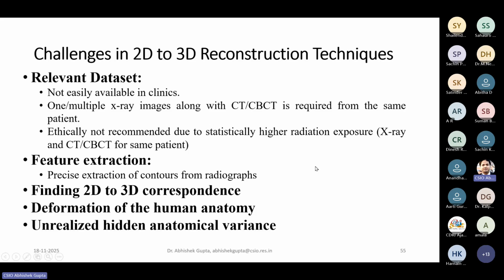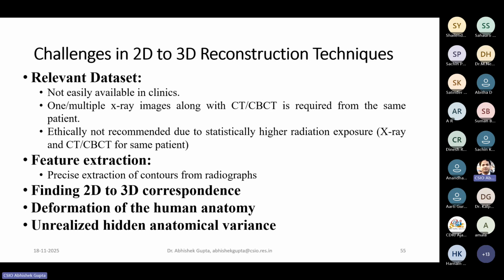So the challenges, this is very important. The first important challenge is the relevant data set. To get the relevant data set is very important, because to perform this experiment we have to get the X-ray images as well as the CT or CBCT images. X-ray images are for developing the 3D model or 3D image, and CBCT or CT is for the comparison. But if you acquire both of them from the same patient, then ethically it is not allowed to give the higher radiation to the patient. So acquisition of data is very important.